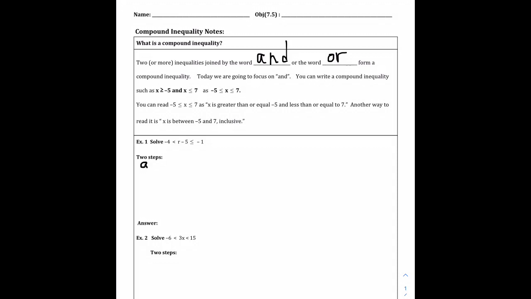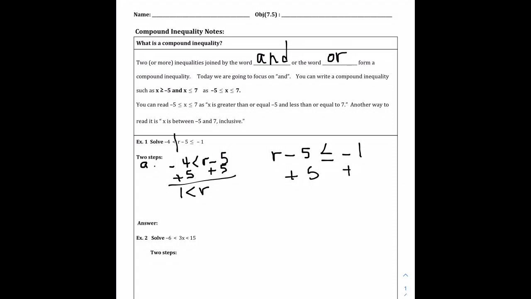And the first part is going to be negative 4 is less than r minus 5. And I'm going to go ahead and simplify that. I'm going to add 5 to both sides. And I'm going to be left with r is greater than 1. Now I'm going to split this in half, and I'm going to look at the second half as r minus 5 is less than or equal to negative 1. Add 5 to both sides, and I get r is less than or equal to 4.